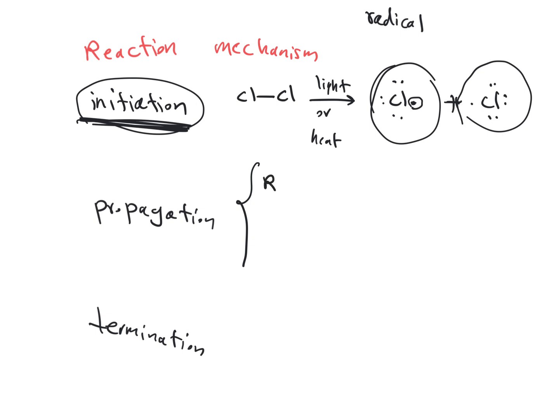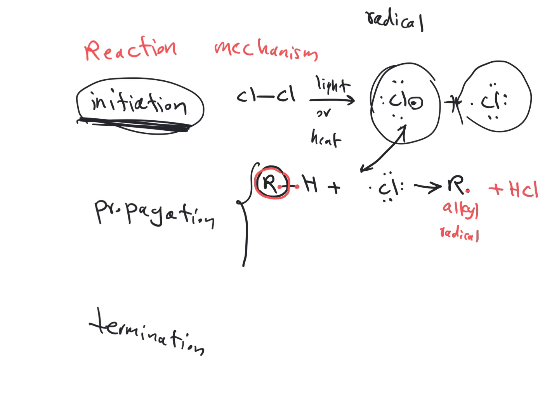The second step has 2 steps itself. So you have your alkane that reacts with one of these chlorine radicals and produces 1 alkyl radical. Because you have 1 electron here, 1 here, when you break it, you have only 1 electron here. You have an alkyl radical plus HCl, right? This hydrogen and this electron, they share it, and it would be HCl, right?